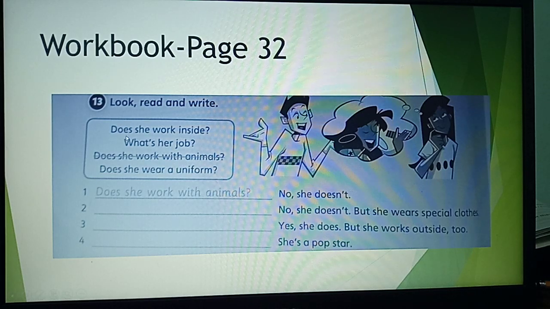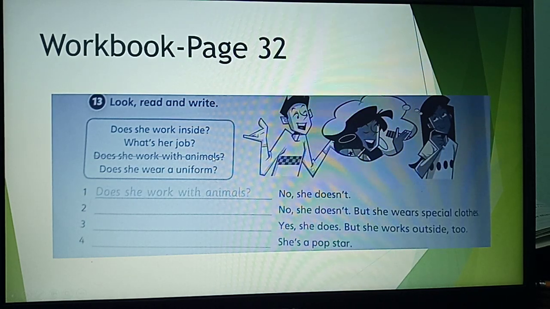So the choices here: does she work inside? What's her job? Does she wear a uniform? Okay, so you need to match the question and the answer. Where must this question be? Is it here, here, or here? Does she work inside? So you choose your answer from 1, 2, and 3 and then write it on the blank here. Number 2, 3, and then 4. Read first the answers so you could base your question on them. Understand? Okay, so I repeat.